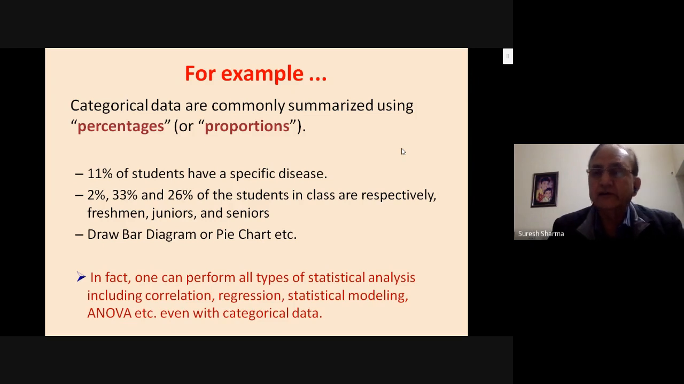And there are different regression techniques also. One of the regression techniques I'll cover on the 27th is called binary or logistic regression. You will come to know we can take care of categorical data there. Different kinds of statistical modeling techniques are possible. Clustering techniques are possible. And also variance techniques are possible, even for categorical data.